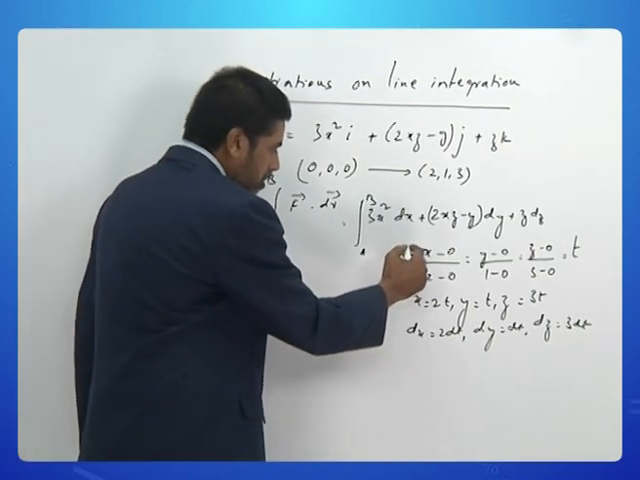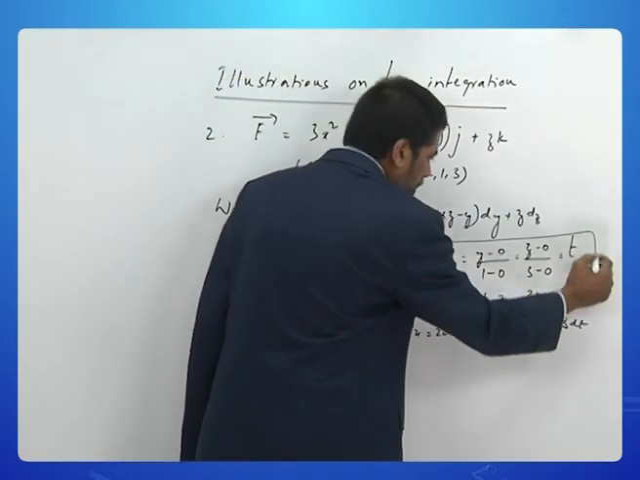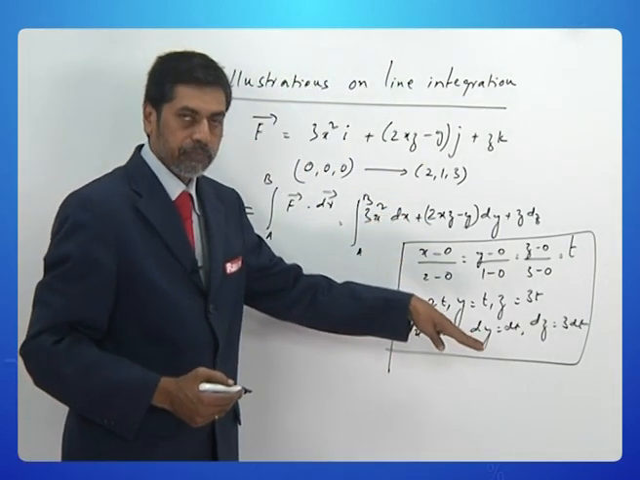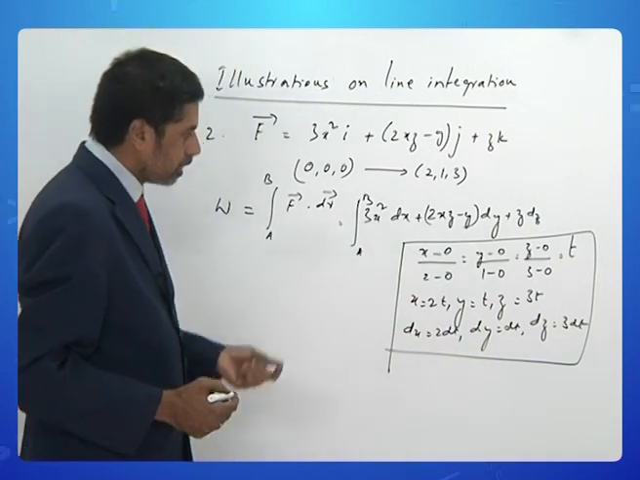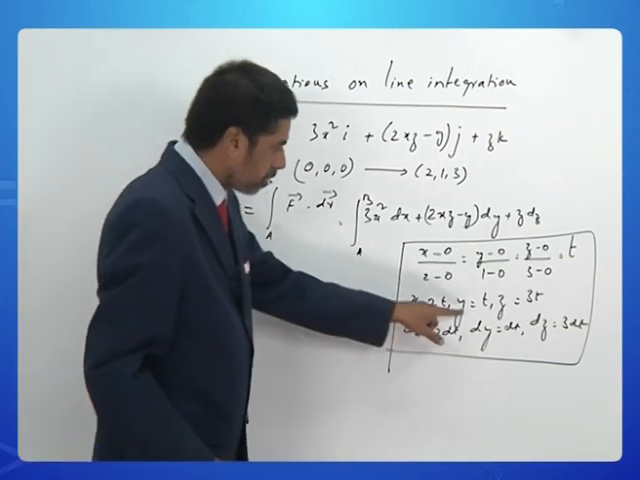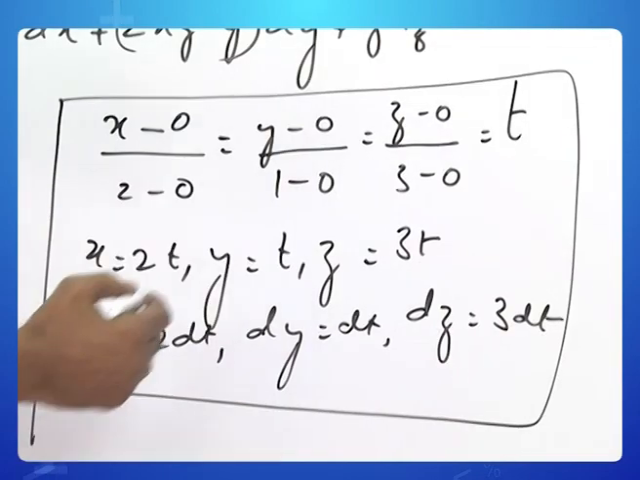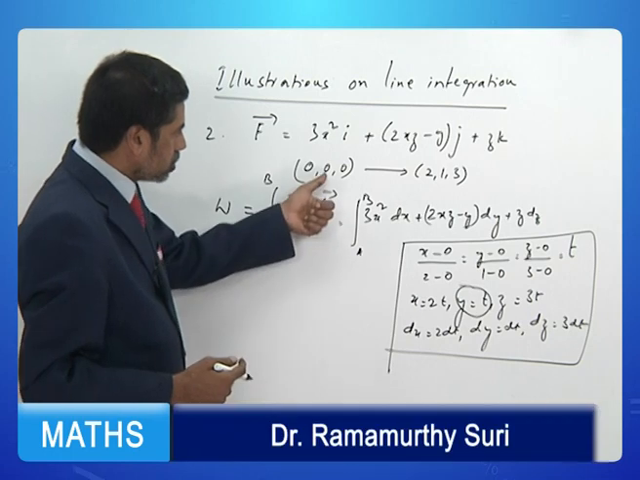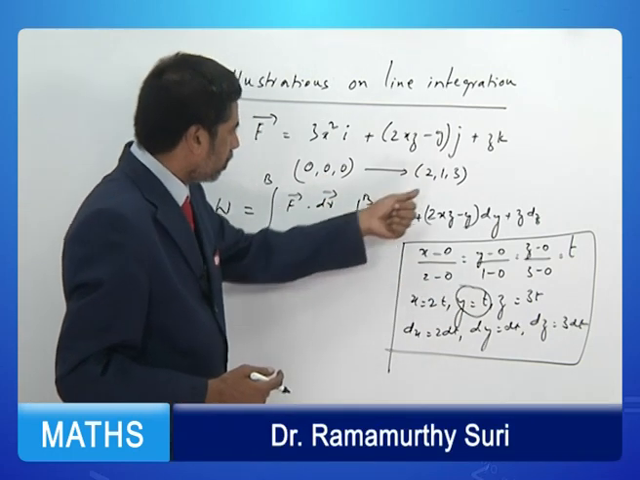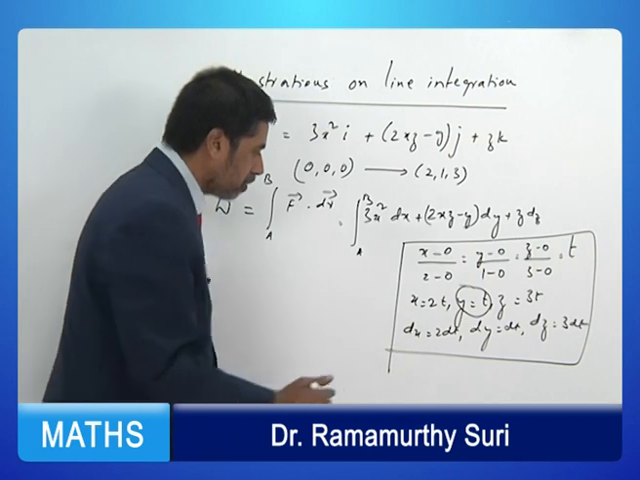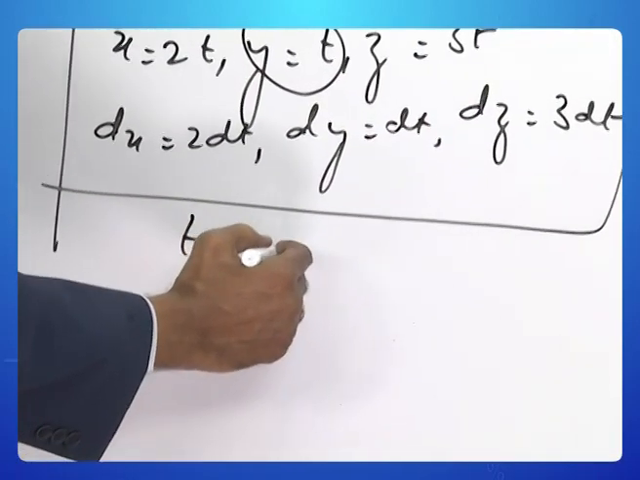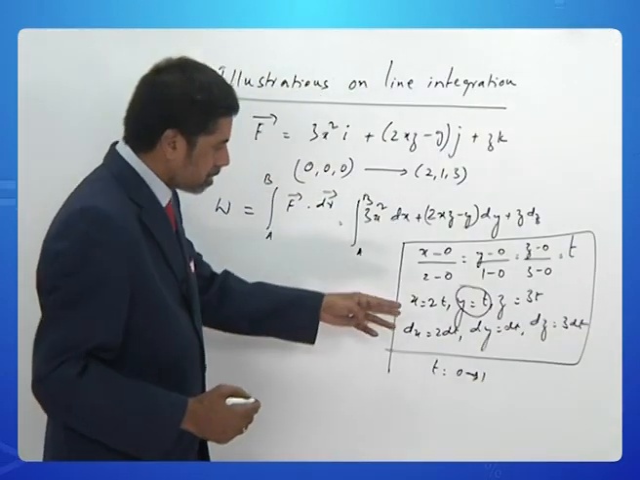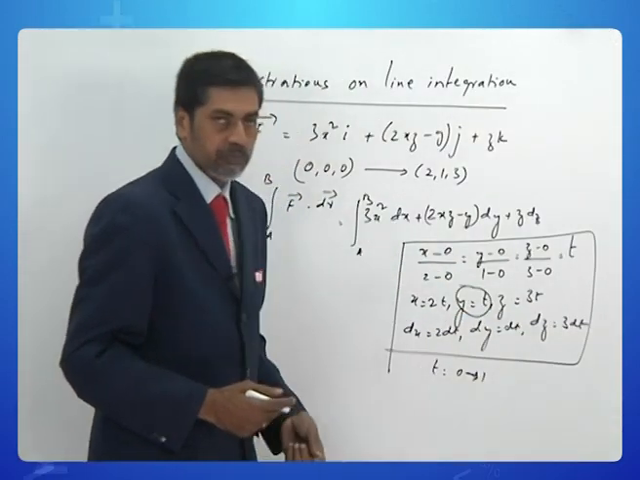So this will help us to convert the integral in terms of the parameter t. Now, the limits for t can be obtained from any one of these three parametric equations. Suppose we choose y is equal to t, then when y is 0, t will be 0, when y is 1, t is 1. Therefore, the limits of integration can be taken as 0 to 1. In fact, you can get the same limits whichever parametric equation you select.